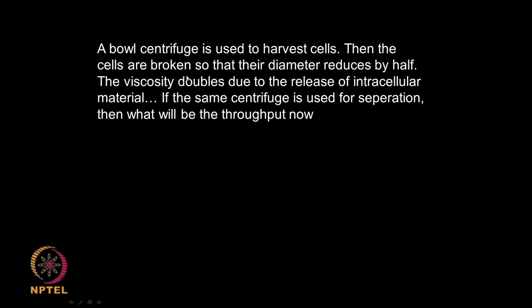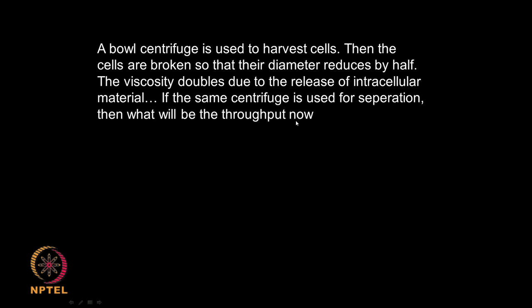The cells are broken so that the diameter reduces by half. So, if the diameter was d, it has become d/2. The viscosity has become double, that means the viscosity is mu, it has become 2 mu now. If the same centrifuge is used, then what will be the throughput?